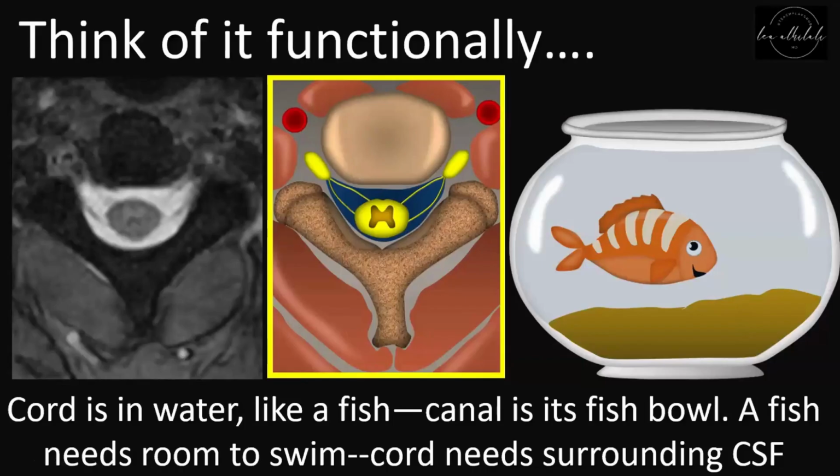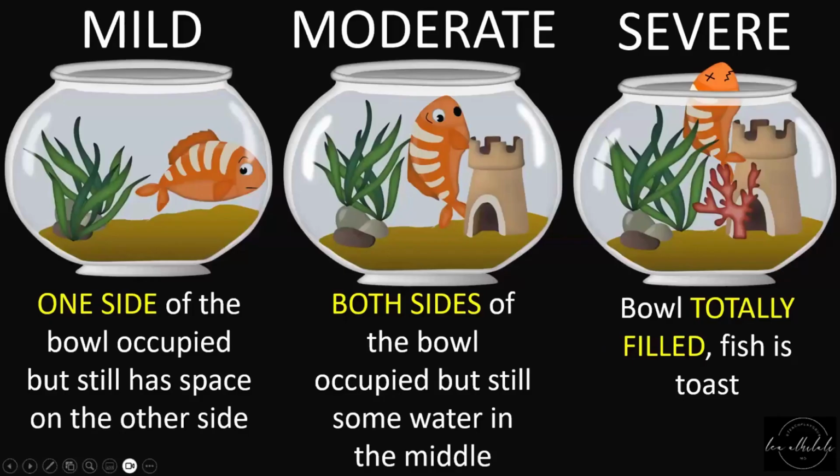The cord sits in the CSF kind of like a fish sits in water. As long as there's plenty of water for the fish to swim around, it's a happy fish. Similarly to the canal and the cervical spine, as long as there's fluid around the cord, it's a happy cord. So when we talk about mild, moderate, and severe, we're talking about the degree that we attenuate the fluid around the cord. So mild stenosis is when your fishbowl gets filled up by decorations on one side, but the fish still has room to swim around.